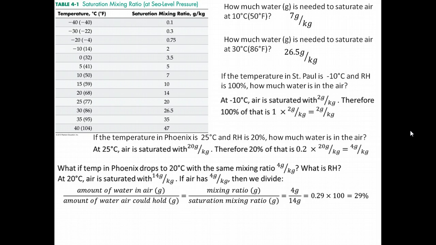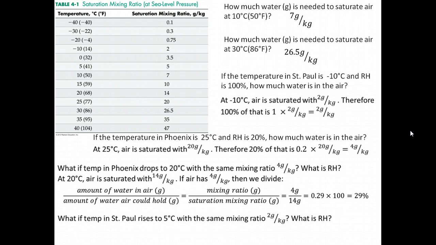Interestingly, if you noticed already, there was more water in the air in Phoenix, 4 grams per kilogram, compared to St. Paul, yet the relative humidity is lower in Phoenix compared to St. Paul. And that's because the capacity of the air in Phoenix is much higher. It's like a giant sponge compared to the little sponge in St. Paul.